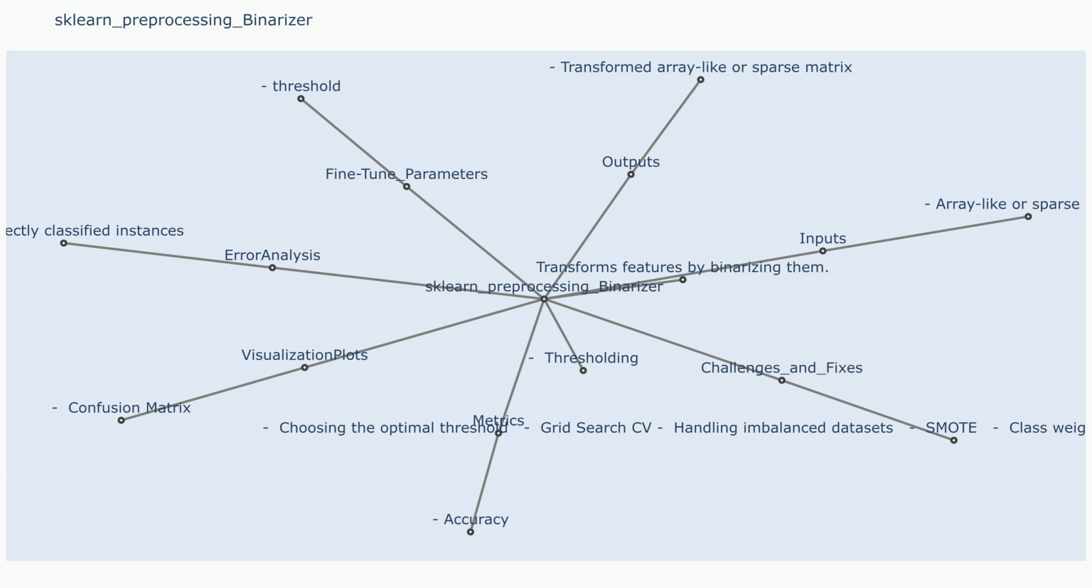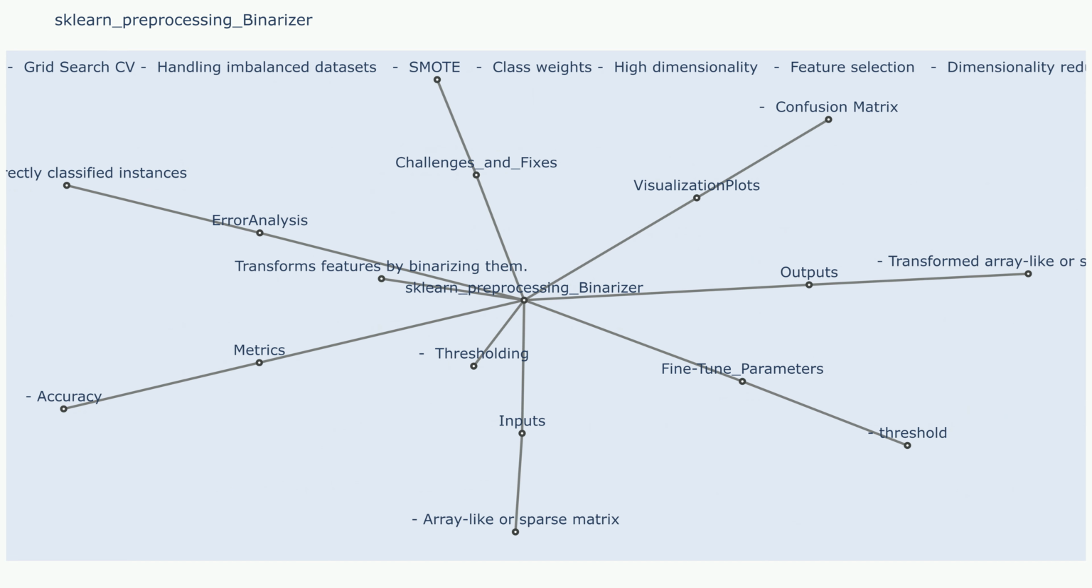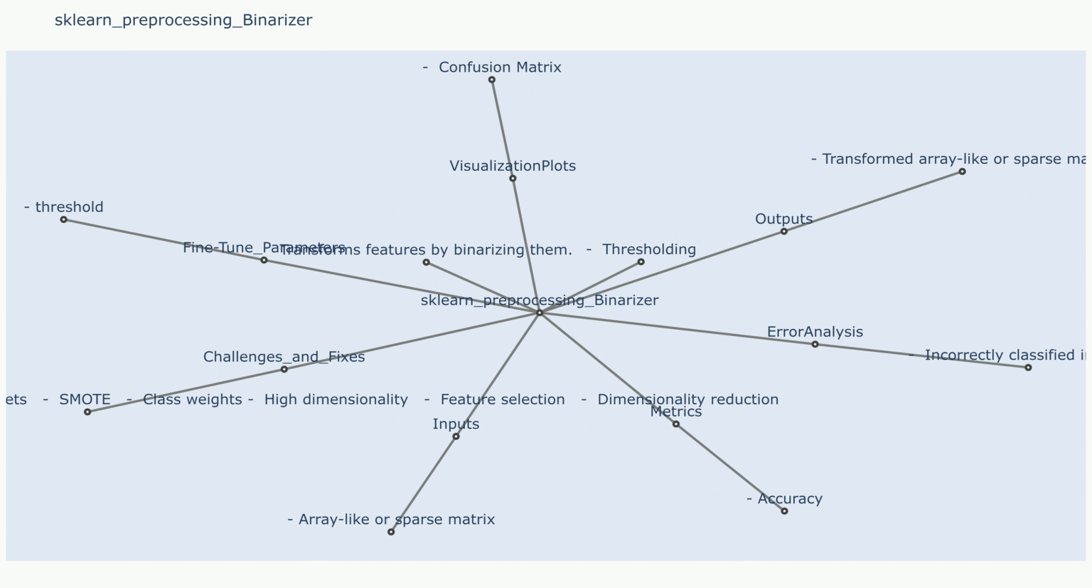Challenge 2: handling missing values. Sample use case that resulted in challenge 2: missing values in the input data might lead to errors during binarization. Fixes to challenge 2: Imputation: fill in missing values using strategies like mean, median, or mode imputation before applying the Binarizer. Removal: exclude features with a high percentage of missing values if imputation is not feasible. Separate handling: develop separate logic for handling missing values within the Binarizer.